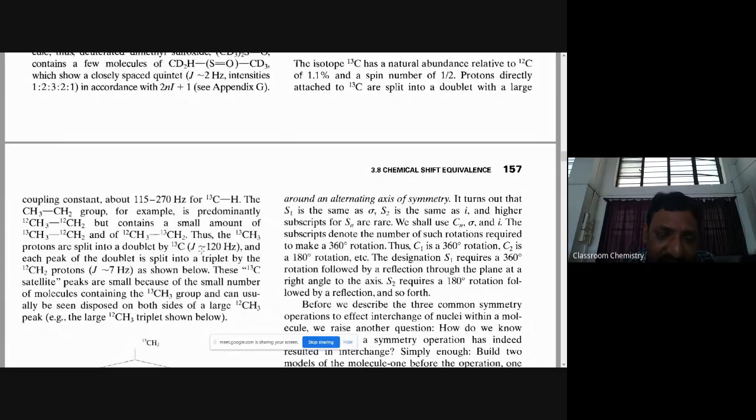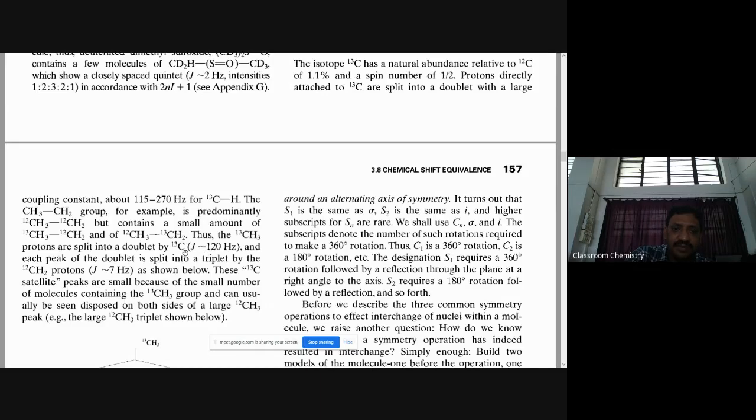C13, the J coupling constant value is near about 120 hertz, and each peak of the doublet is split into a triplet by the C12 CH2 protons, and its value is 7 hertz. So if you see the proton coupled with C13, then its J value is what? 120 hertz. And when it is coupled with C12, then its value is 7 hertz. So that is the big difference.